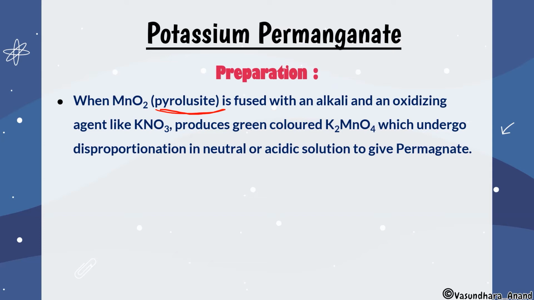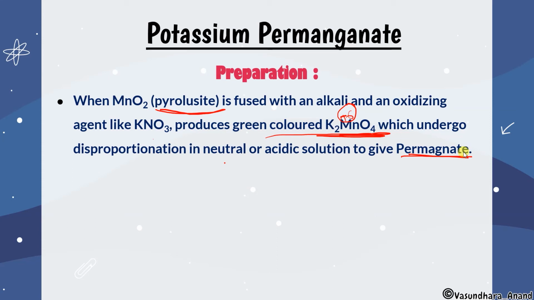Manganese oxide is called pyrolusite. When it is fused with alkali and an oxidizing agent like KNO3, it produces green colored K2MnO4, which is in the +6 oxidation state, so it can undergo oxidation as well as reduction. This undergoes a disproportionation reaction in neutral or acidic solution to give potassium permanganate, or permanganate, we will say.